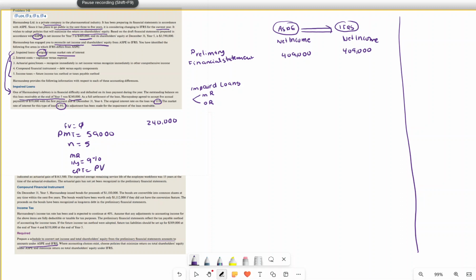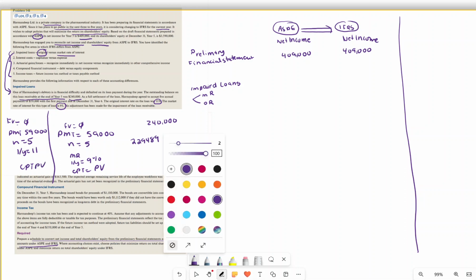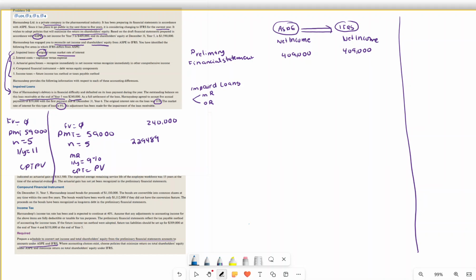You're going to compute your present value, and you are going to get a number. Your number will be 229,489. But when you think of IFRS, we think of the original rate. So my payment is going to be 59,000, my N is 5, my I/Y is 11%, and I'm going to compute my present value and get a different number. The number I get is 218,058. So the actual loan was 240,000. Under ASPE, the present value of the future cash flow is 229,489. So there is a difference between the two.